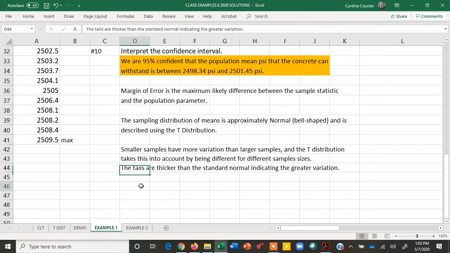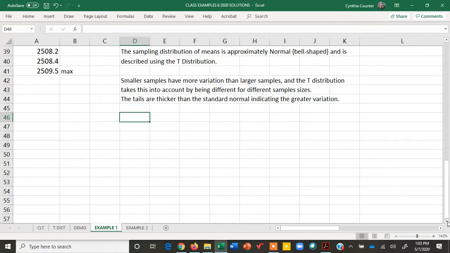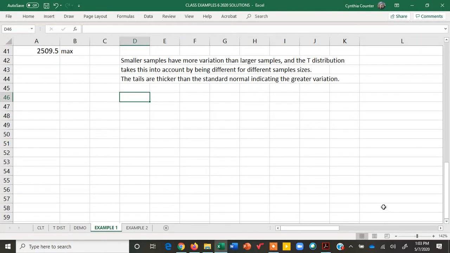So we use the student t-distribution, as it's originally called. I'm just calling it the t-distribution here because in Excel they just call it t.dist. The t-distribution is what we use to find our margin of error. And let me just show you a picture of what the margin of error is.